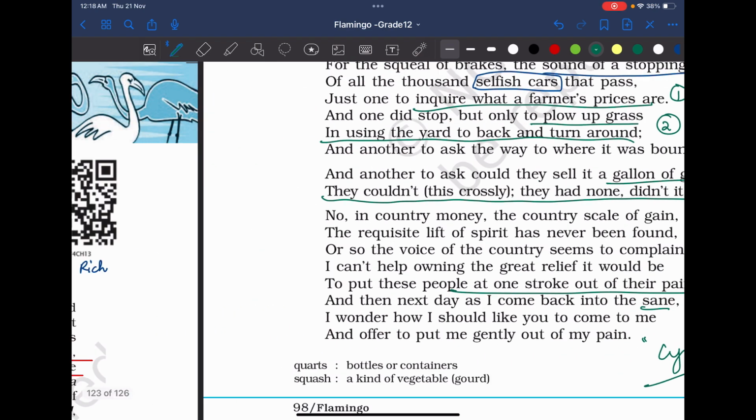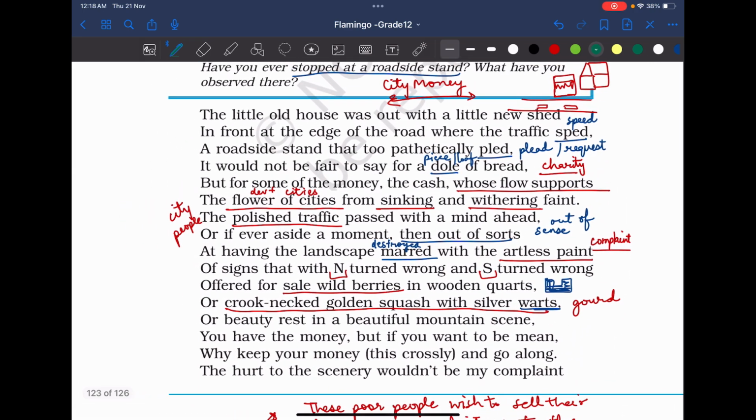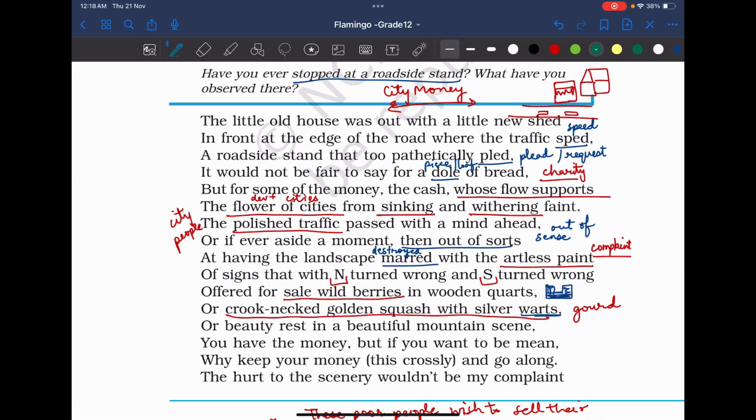So that's all the poetry. Let me just read it once again. Check once whether you have understood it properly or not. And the words and lines, I have marked in it.